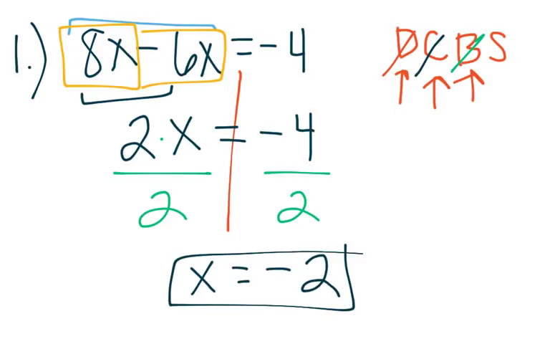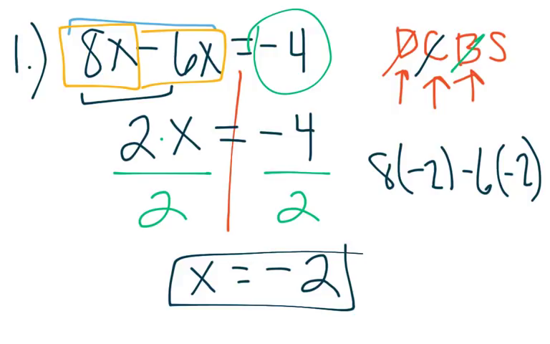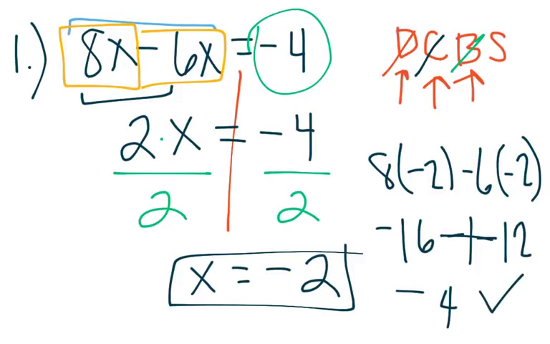Now you should always plug back your answer into the original equation to make sure that it works. So if we're to do that, we're going to have 8 times negative 2 minus 6 times negative 2, and we want to see if it equals negative 4. Well, 8 times negative 2 is negative 16. Minus 6 times negative 2, that's negative 12. Negative 16 minus a negative 12, that's like negative 16 plus 12, is in fact negative 4, so it works.